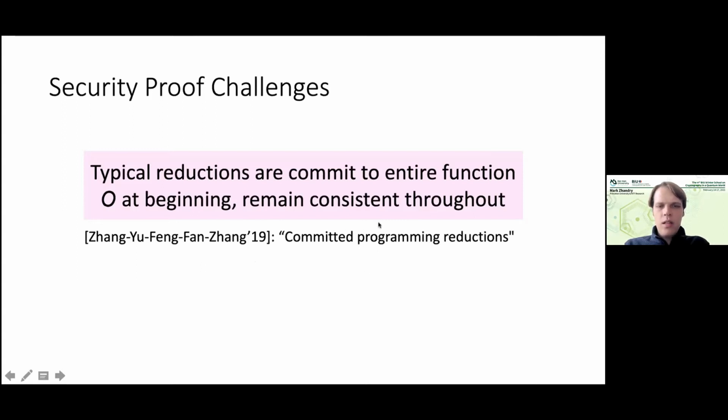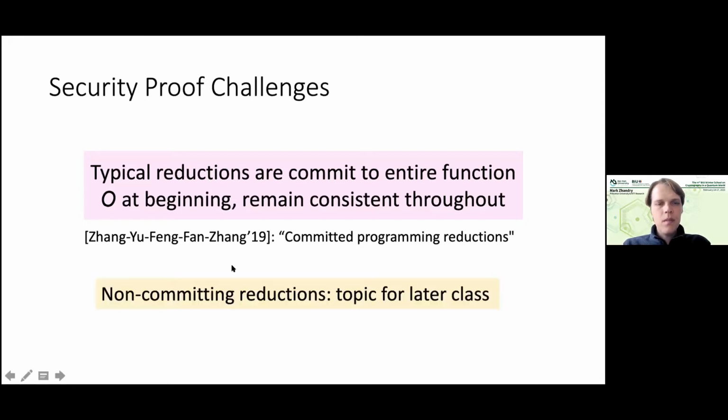This was recently coined as a committed programming reduction, and I'll just use this terminology. So a committed programming reduction just means you commit to a function at the very beginning of the security experiment and use that function to answer all queries. All right, and I think in the very last lecture, we'll talk about non-committing reductions. So this isn't the only way to do things, but it is the most natural based on what we just discussed.